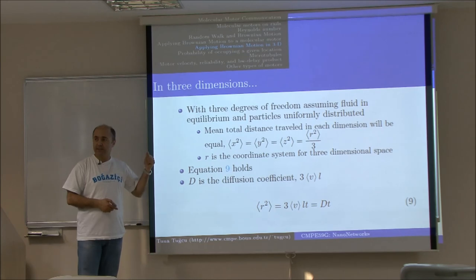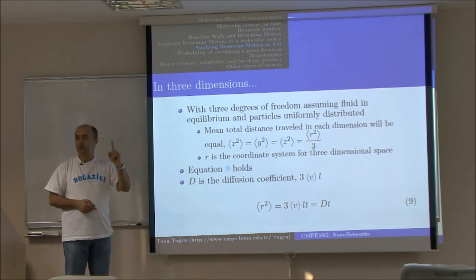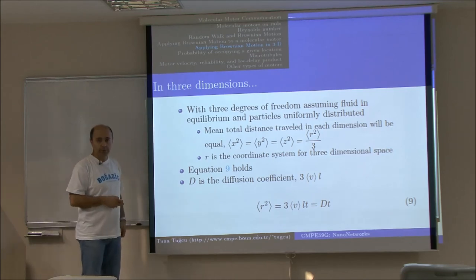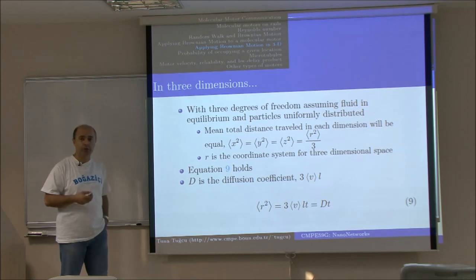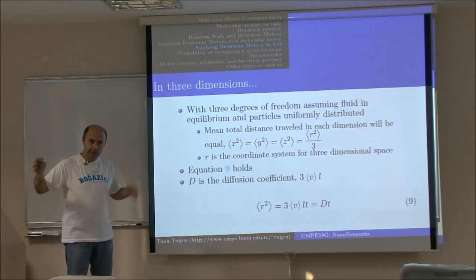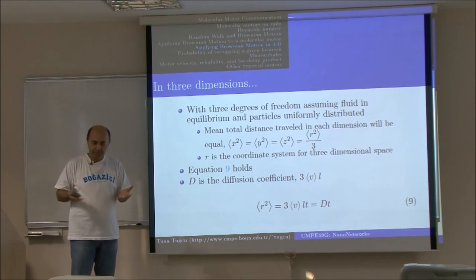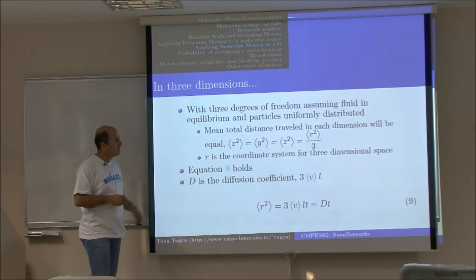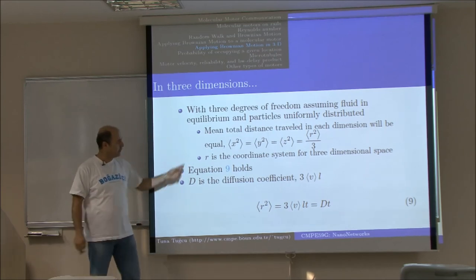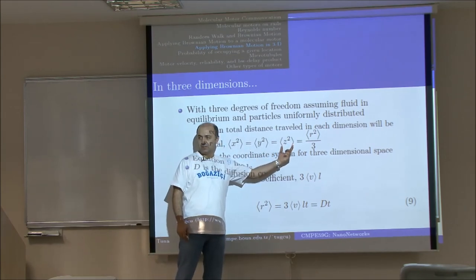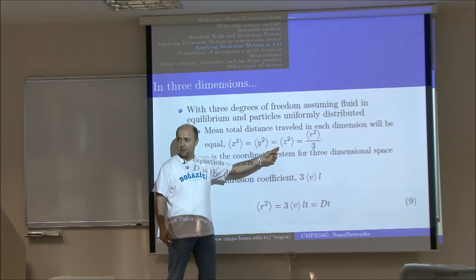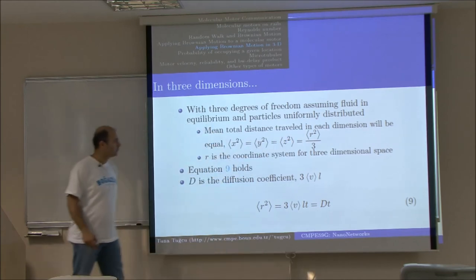Okay, now that discussion was for one dimension. How about three dimensions? Almost the same thing, repeated for all dimensions. So, with 3 degrees of freedom for the dimensions, and assuming the fluid to be in equilibrium, which means there's no flow, the fluid is in a cup. There is no flow in the fluid, but of course the molecules are moving. But there's not a constant flow from right to left or vice versa. In that case, the mean total distance traveled in each dimension would be what? We did it for the z dimension, similar things for x and y. And since I don't have any flow, they would be the same for all. Each one would be equal to r squared.